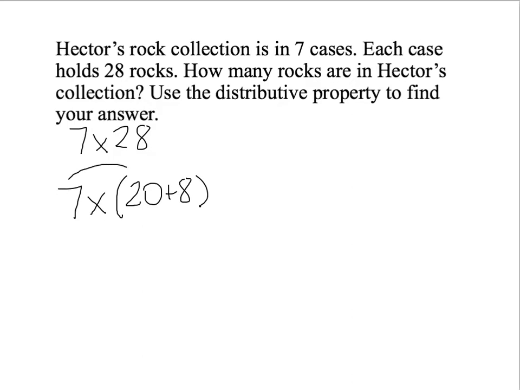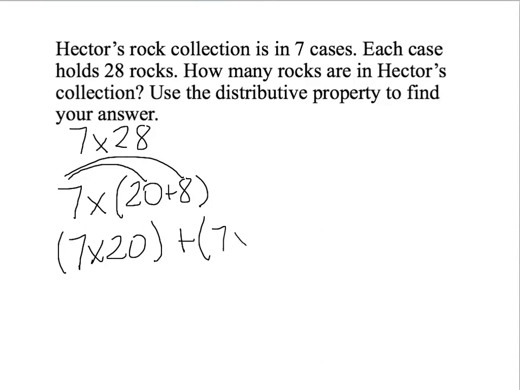So we're first going to do 7 times 20. I'm going to write it right down here. Then we're going to add the product of 7 times 8. These are going to give me my partial products. They're going to help me along the way to find my final product.